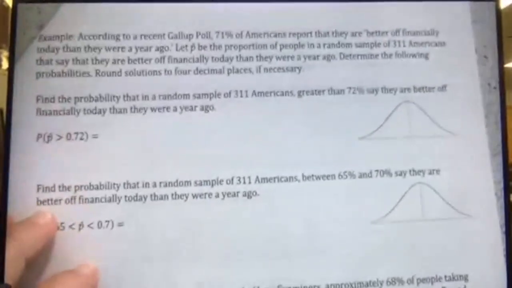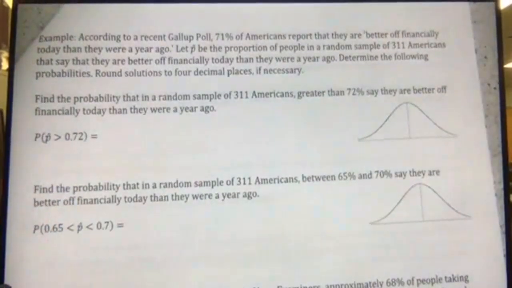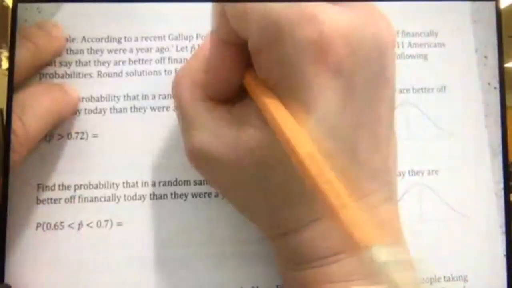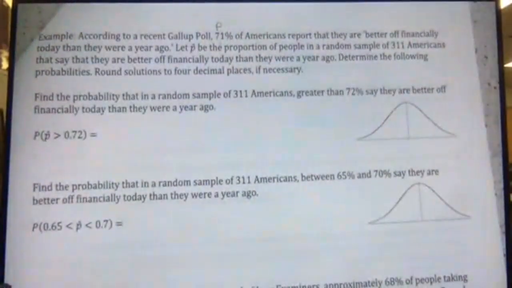All right, so next page. Putting this all together, finally getting to the nitty-gritty here. According to a recent Gallup poll, 71% of Americans report that they are better off financially today than they were a year ago. So this is our p-value in general. It doesn't talk about a sample yet, so it's talking about our p-value.